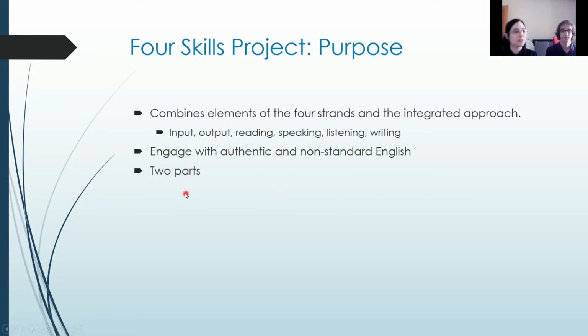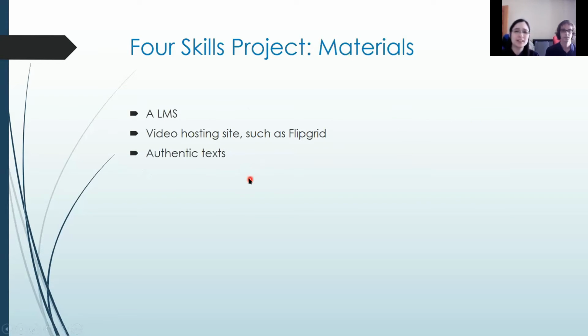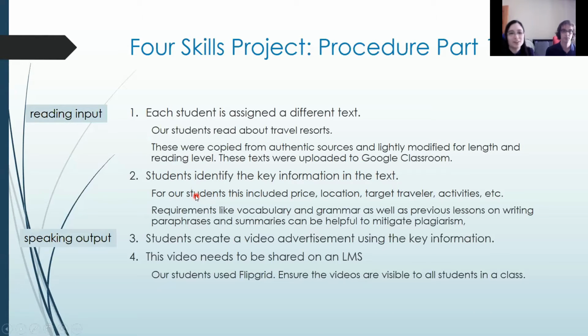We also divided this into two parts so that the students do not get overwhelmed with all the cognitive load, and to give them time to complete both parts of the assignment. Materials-wise, you need some sort of learner management system. We used Google Classroom for ours. You need some sort of video hosting site, and we use Flipgrid for all of this. And we also brought in authentic text for our purposes here. So let's jump in. How does this work?